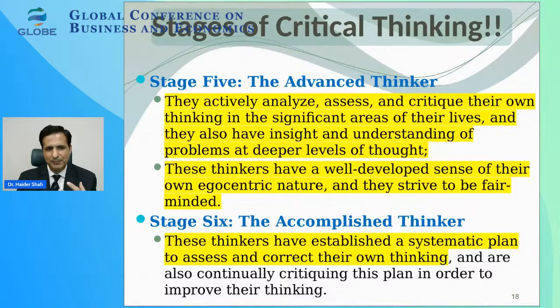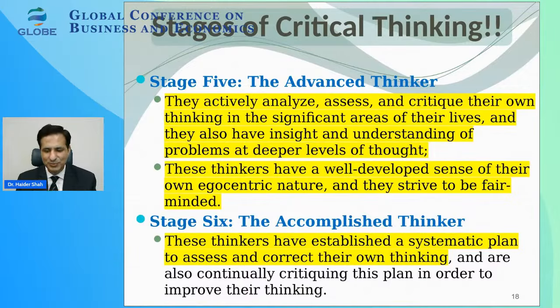But when we start the systematic way, then we advance towards the advanced thinker. Now, the advanced thinkers analyze, assess and critique their own thinking in significant areas of life. And they also have insights and understanding about problems at a deeper level of thought. These thinkers have a well developed sense of their own egocentric nature, but they strive to be fair minded. It means their thinking is not entirely fair minded, so they strive to do it.